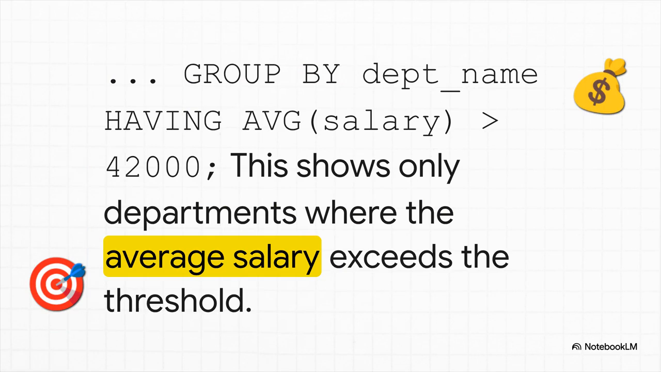Let's see how it all fits together. We select the departments and the average salary. Then we group by department to create those summary groups. And then, at the very end, we use having to filter those groups, telling SQL we only want to see the ones where the average salary is greater than $42,000.